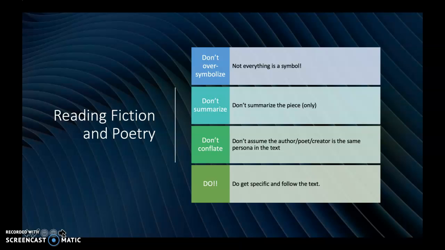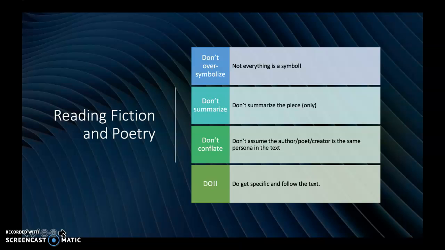So I think as we have approached fiction and poetry, maybe in the past or in high school, we tend to think that everything is a symbol, but that doesn't always have to hold true. You also don't want to just summarize the piece only. I don't need to know what it is about again, especially if it's a short piece. Usually a summary can occur in the introduction in just a couple of sentences, and that gives me enough information in order to assess the piece.